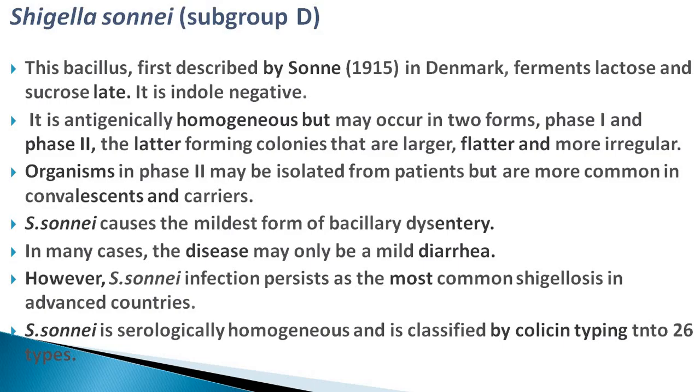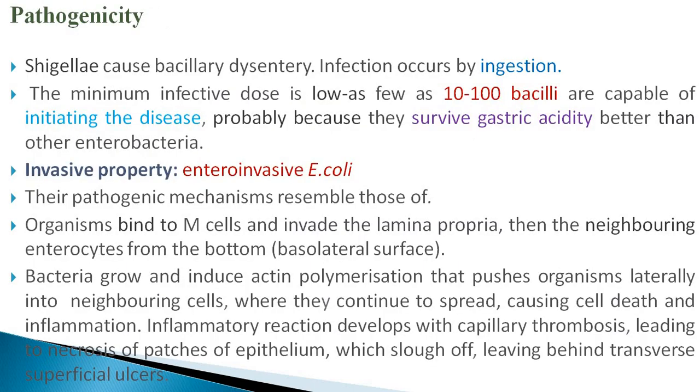Organisms in phase 2 may be isolated from patients and are more common in convalescents and carriers. Shigella sonnei causes the mildest form of bacillary dysentery. In many cases, the disease may only be a mild diarrhea. However, Shigella sonnei infection persists as the most common shigellosis in advanced countries. Shigella sonnei is serologically homogeneous and is classified by colicin type into 26 types.